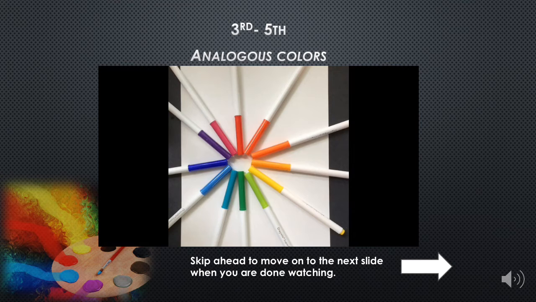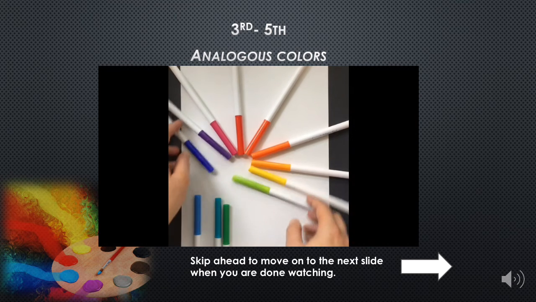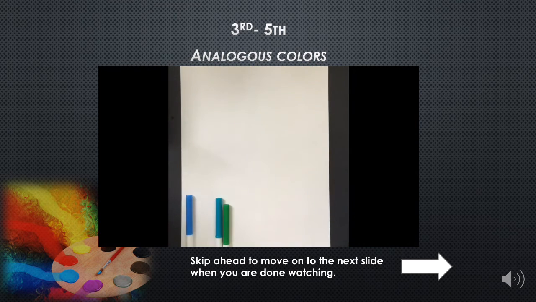Remember, analogous colors are three colors that are next to each other on the color wheel. So I'm going to choose blue, blue-green, and green for my monster. I'm going to pull those aside and get rid of all the rest. Now I'm ready to start coloring.